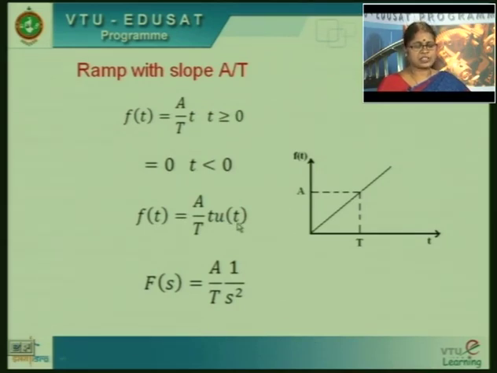And we know the Laplace transform of this function. Since A and T are constants, F of s can be written as A by T into the Laplace transform of t u of t. We know the Laplace transform of t u of t is 1 by s square. So, the Laplace transform of a ramp function with slope A by T is given by A by T into 1 by s square, or A by T s square.